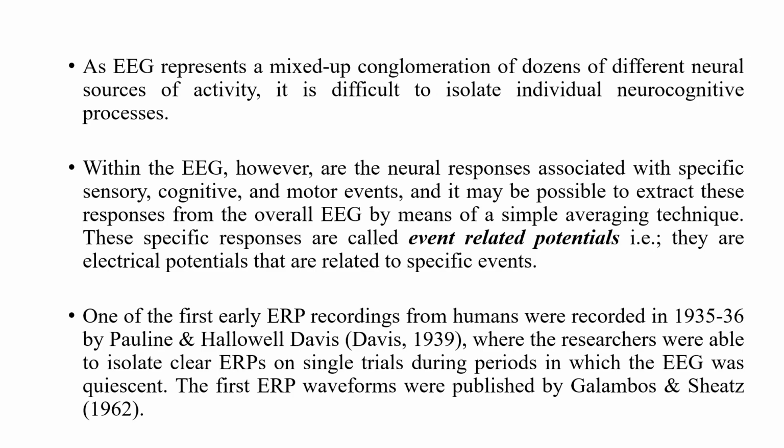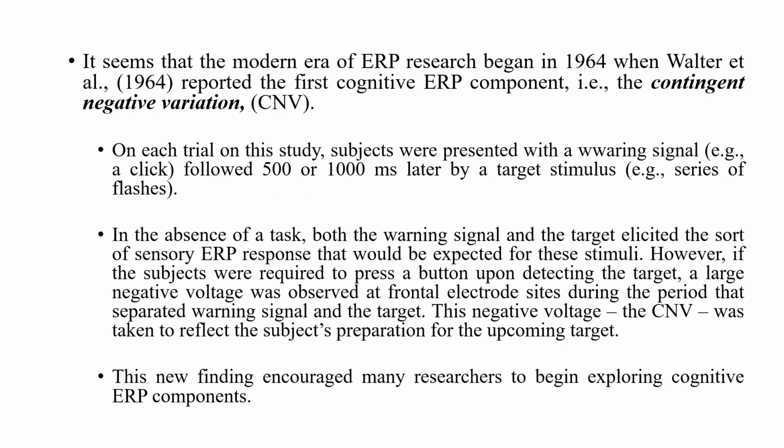That is, these are the electric potentials that are related to specific events or specific stimuli which the brain might be processing. Now, one of the earliest ERP recordings from humans was first reported by Pauline and Hallowell Davis in the years 1935 and 36, when the researchers were able to isolate clear ERPs on single trials during periods in which EEG was relatively stable in a quiescent state. The first ERP waveforms were published by Galambos and Sheets in 1962. Now, it seems there was a bit of a stoppage in ERP research during the years of the World War, and it took some time to come up.